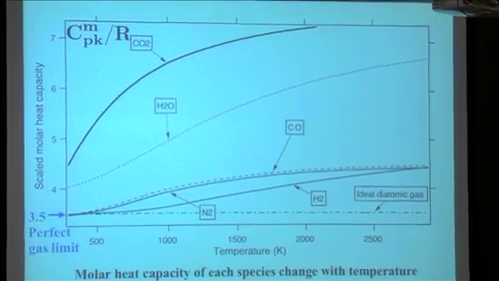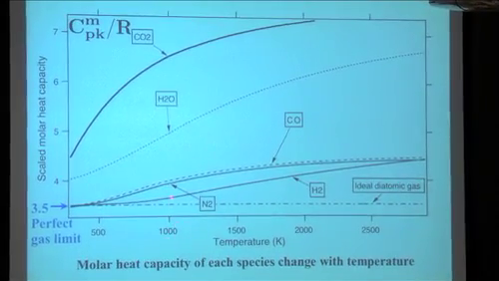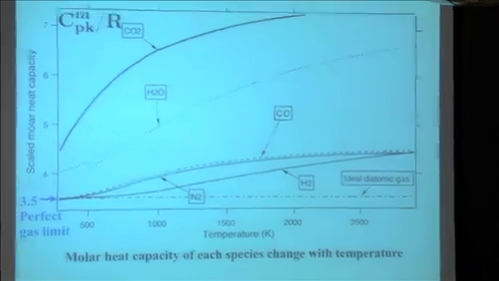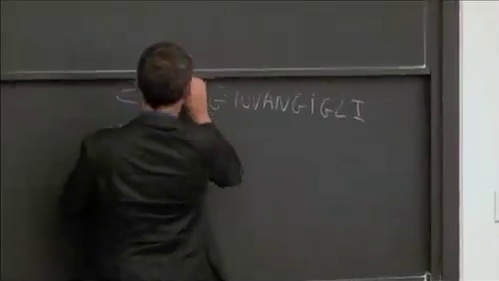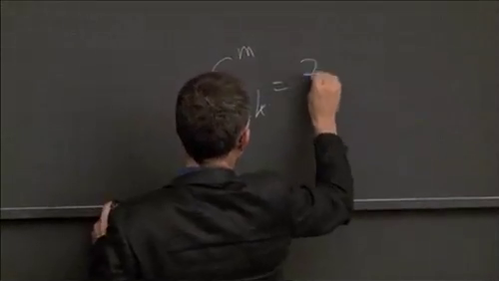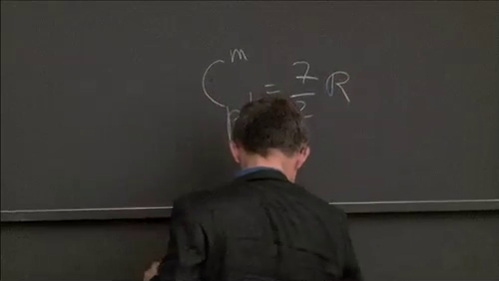This is a plot of the heat capacity of species. So this is the molar heat capacity. If you go to low temperature, you find this famous 7½ for Cpk. So this is this expression, the molar quantities at low temperature, low pressure.